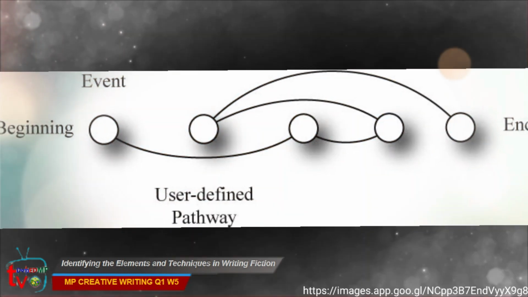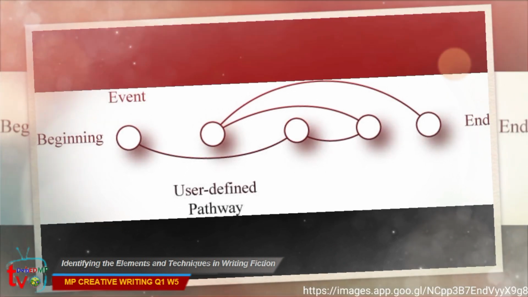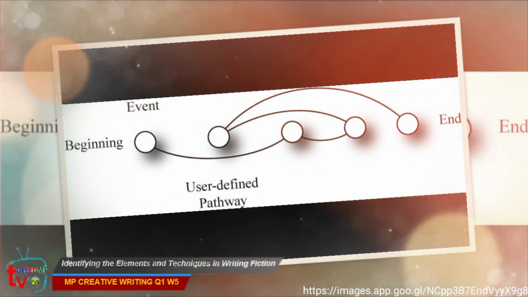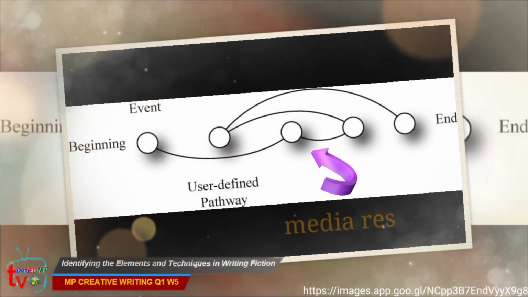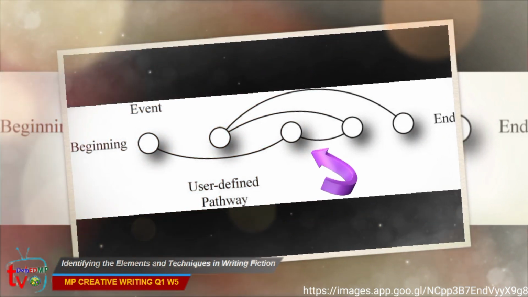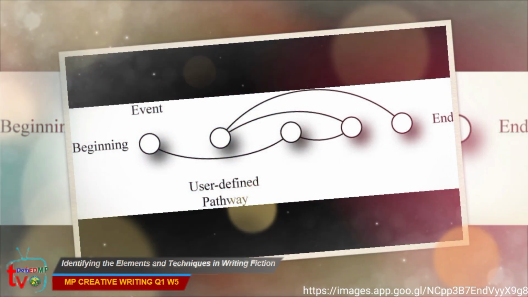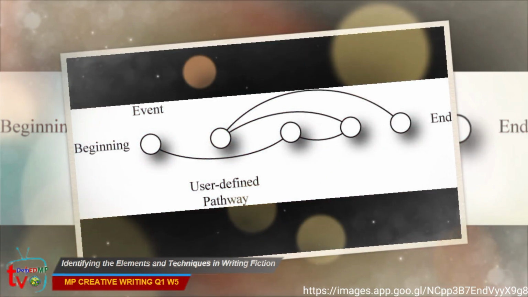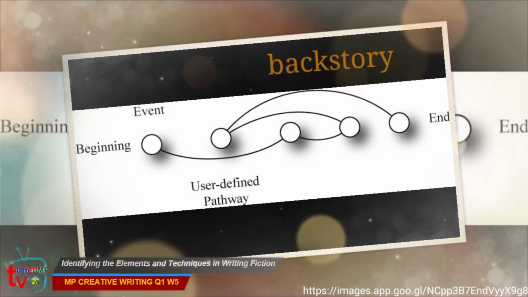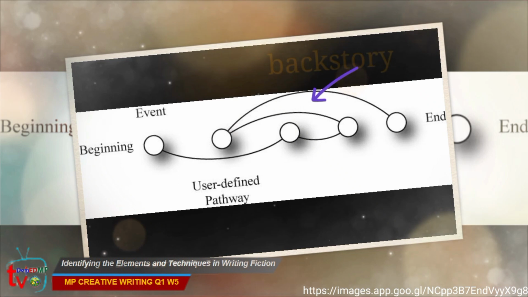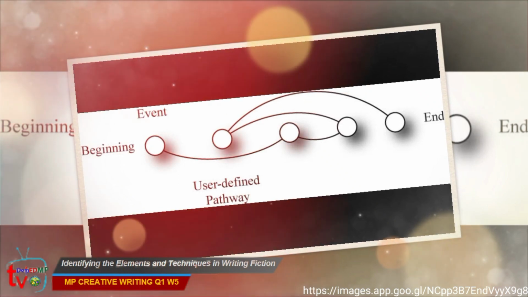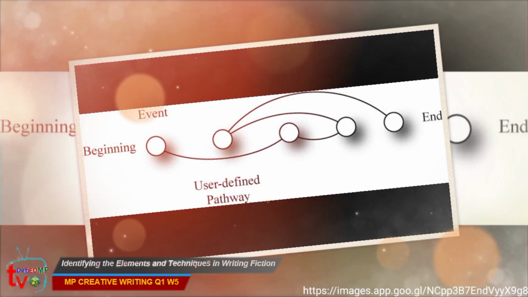The next one is the modular plot. In contrast to the linear plot, the modular plot is not arranged chronologically. The story can begin in media res, that is, in the middle part of the story. It can begin in the conflict, or in the end of the story, then incorporate a backstory or flashback. You will see more of these in the techniques that we will tackle later in this video.